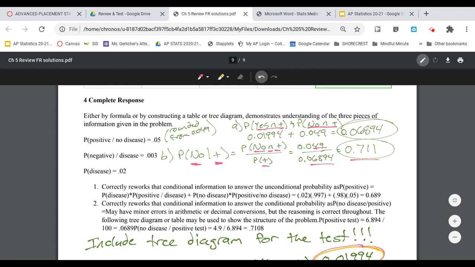Okay, so the problem on the test, you'll be required to do a tree diagram in full with everything labeled, and then you'll be asked a few questions like this using the tree diagram to get the answer. All right, that's it.